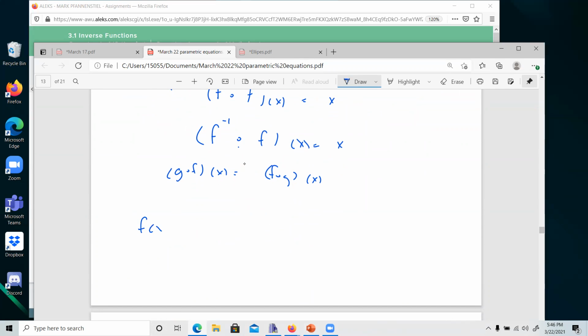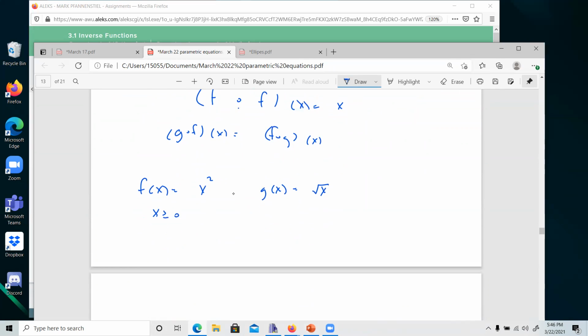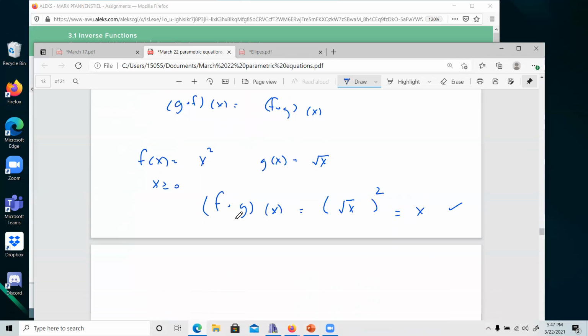So f of x is equal to, say, x squared, and g of x is equal to square root of x, and we'll go ahead and say on the domain x is greater than or equal to 0. So f circle g of x: we need the number squared, and what number would you like to square? We'd like to square the square root of x. It equals x. Hooray!